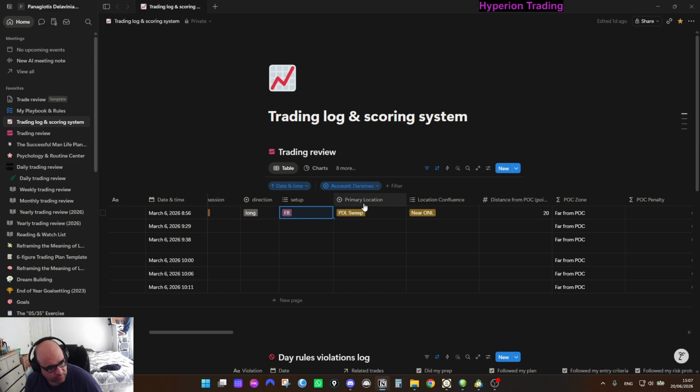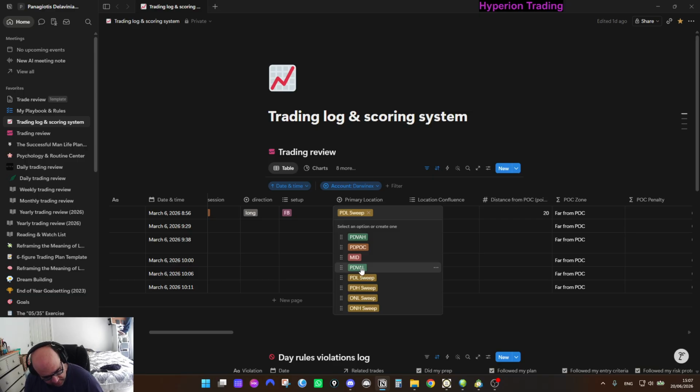So we go to the primary location. Which one was the primary location? Was it the previous day low? Was it the previous DVA low? Obviously the previous DVA high and the previous DVA low, which are in green, give us more scoring points because they are really good zones. The rest is green, and the one to avoid is the midpoint of the previous day.